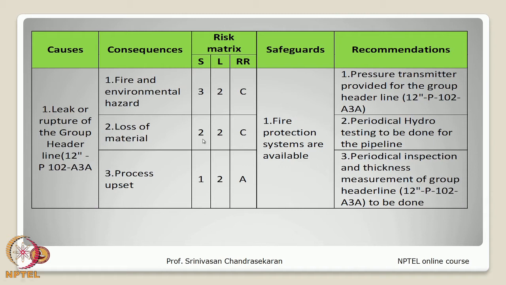If you look at the causes column here, the number 1 is generated automatically by the software. The cause can be a leak or rupture of the group header, which is a 12 inch line, designated as P102A3A, which is a specific classification given by the user to identify a specific line in a given flow line segment. 12 inches is the diameter of the line, which is about 300 millimeters. So, there can possibly be a leak or a rupture in the given line on the group header, which you saw in the previous slide.